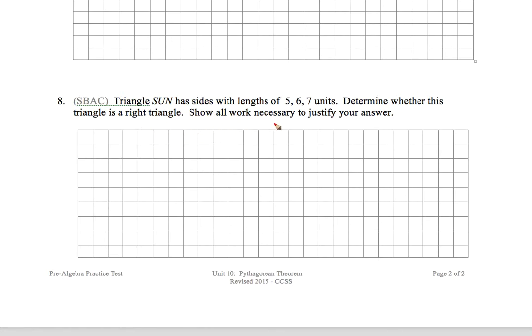Okay, number 8. Triangle SUN has side lengths of 5, 6, and 7 units. Determine whether it's a right triangle. Show all of your work. Okay, so let's use our, let me draw a line here. Let's use our little grid marks here. So one side is 5.